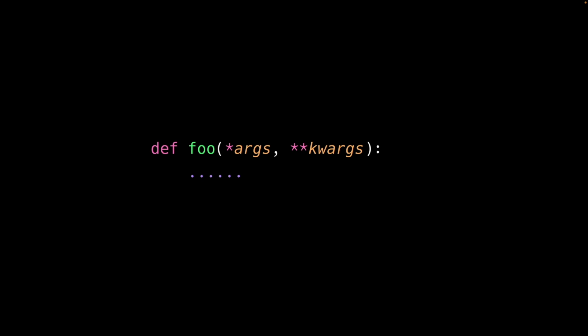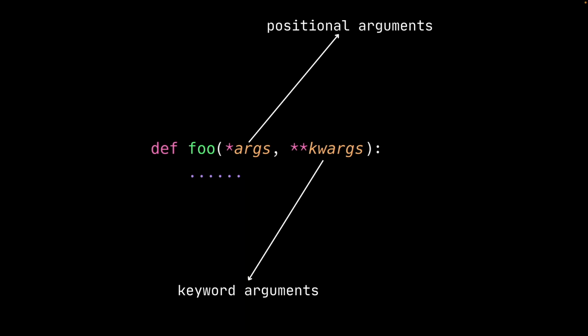Have you ever seen a Python function like this and wondered what args and kwargs mean? Args allows you to call a function with any number of positional arguments, and kwargs allows you to call a function with any number of keyword arguments. We will look at each of these in more depth now.